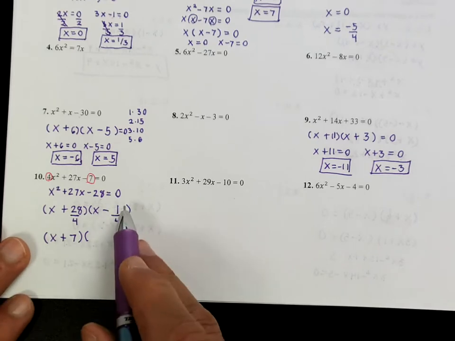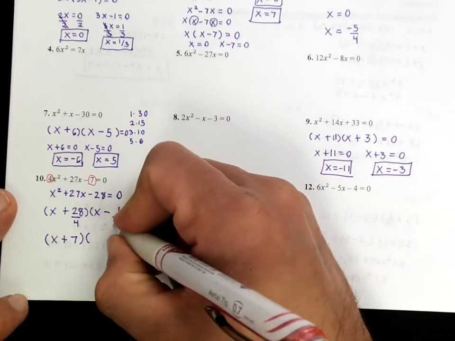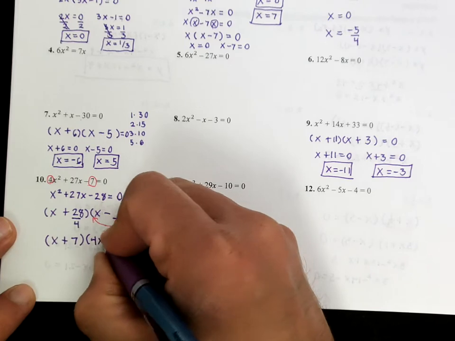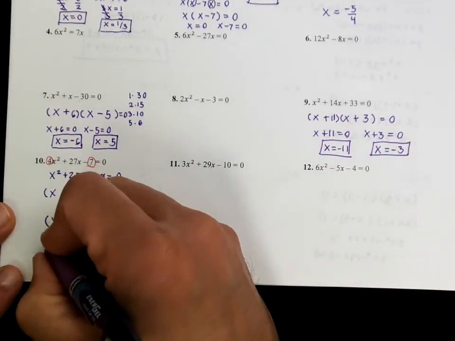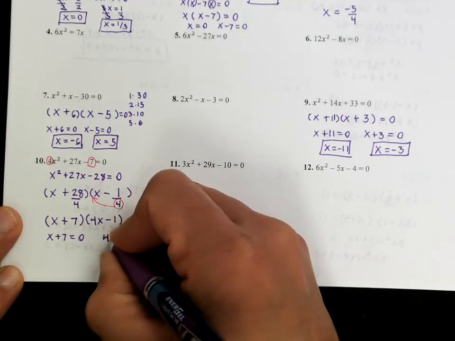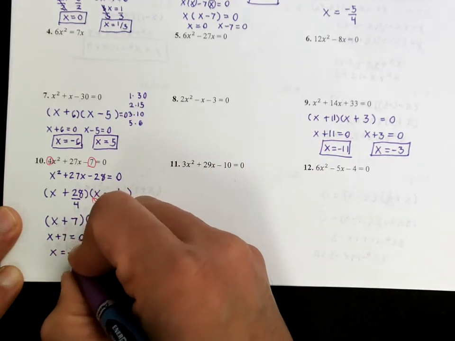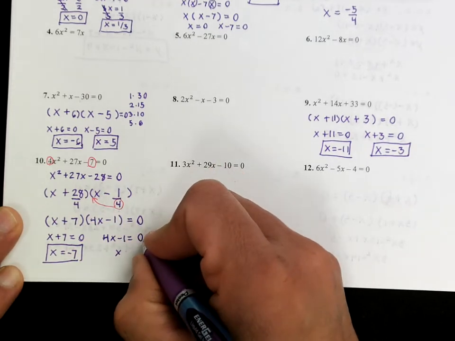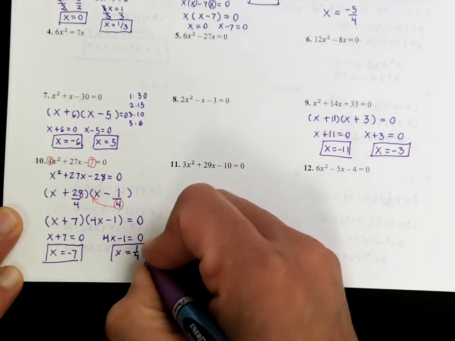So if you encounter something like this, the reason it's called bottoms up is because you're going to bring the bottom of this fraction up, kind of similar to what I did on the front. So this would be 4x minus 1 is equal to 0. Then I'm going to set each factor equal to 0 and solve. This is x is equal to negative 7. And if I add 1 and then divide by 4, I get x is equal to 1/4. Okay, so that's how you do it.